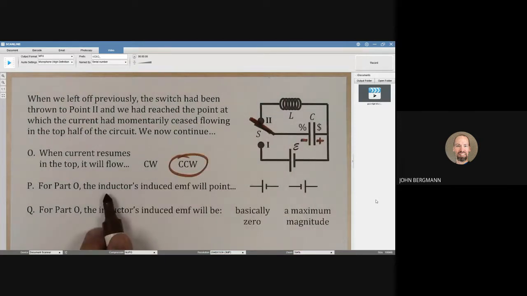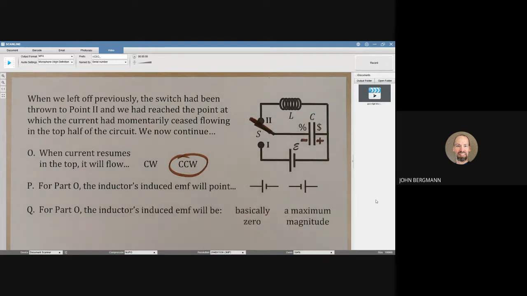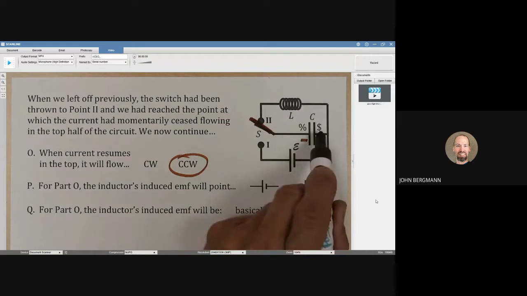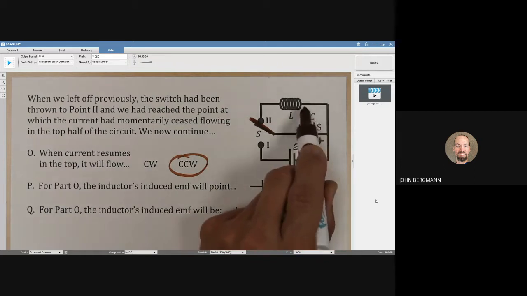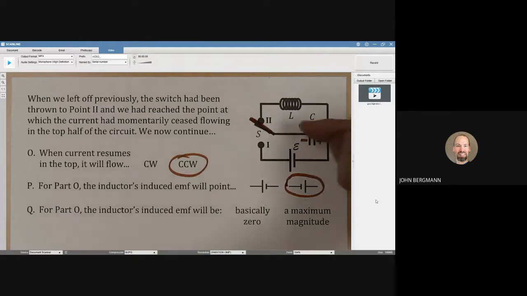And which way is the inductor's EMF going to point? Remember, for an instant there was 0 current. And now there's going to try to be current going to the left through the inductor. And remember, inductors, they just don't like change. So when it hits 0, and then we start to try to move current through it to the left, the inductor is going to fight us.